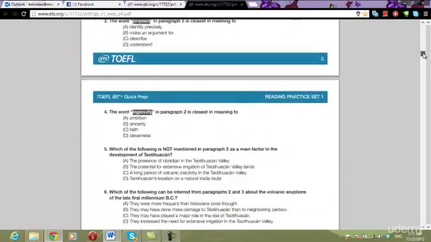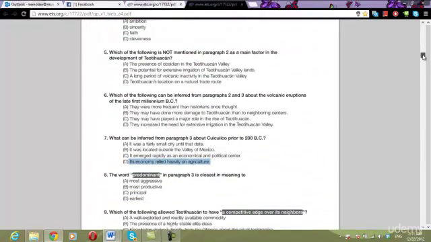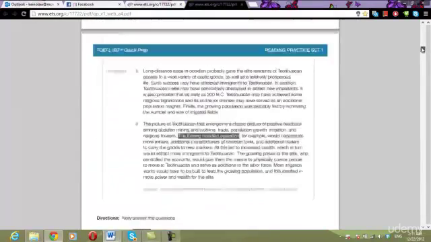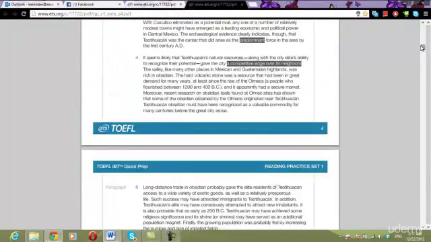a well-exploited and readily available commodity, that is our actual answer because it uses synonym language. A well-exploited and available commodity deals with what? Natural resources. Natural resources is the same as a well-exploited and readily available commodity.